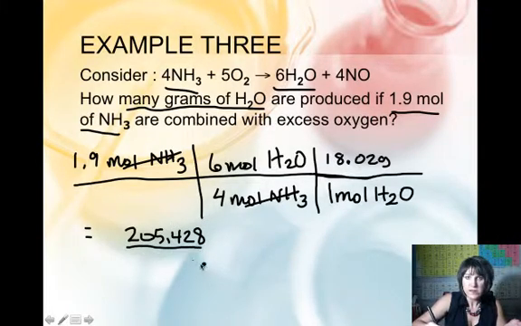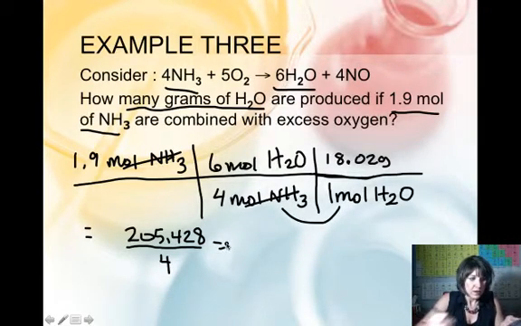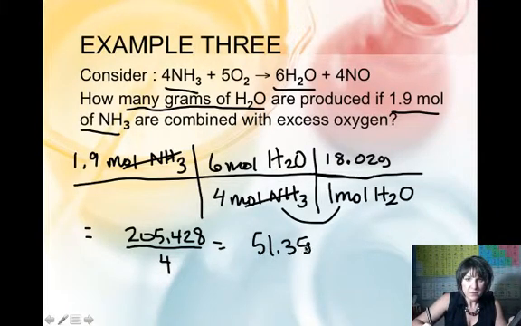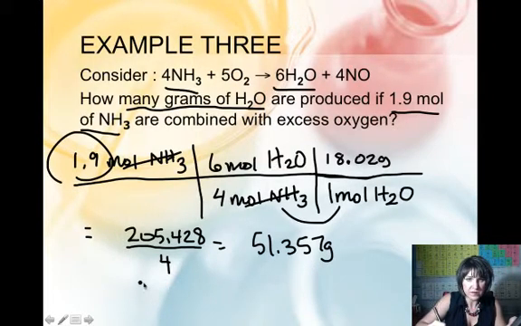Then we divide by what's on the bottom. So multiply across the bottom. Look, 4 times 1. I don't need a calculator for that part. Then we take the top divided by the bottom, and I got 51.357 grams of water. And let's round for 2 sig figs. So we'll just call that 51 grams of water. That's it.